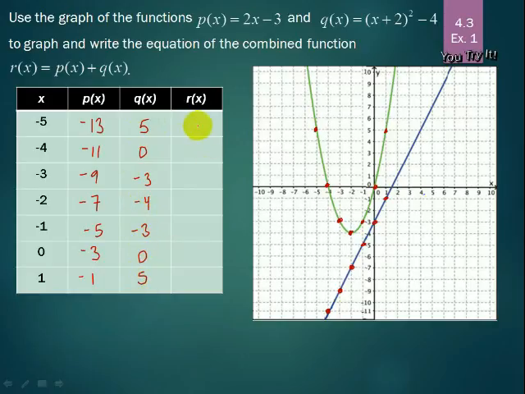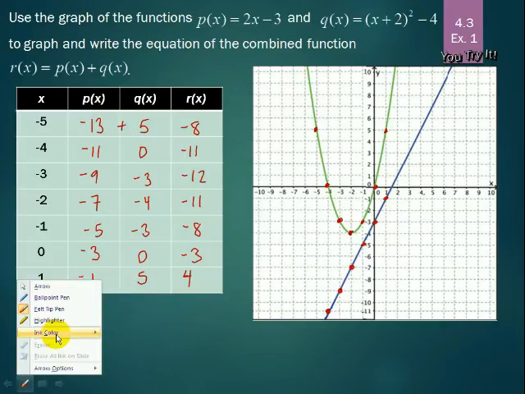And then for r of x, we can add those two together, the p of x and q of x values. So -13 plus 5 is -8. -11 plus 0 is -11. -9 plus -3 is -12. -7 plus -4 is -11. And then going on here, I'll just fill in the rest. So now we have our r of x values.